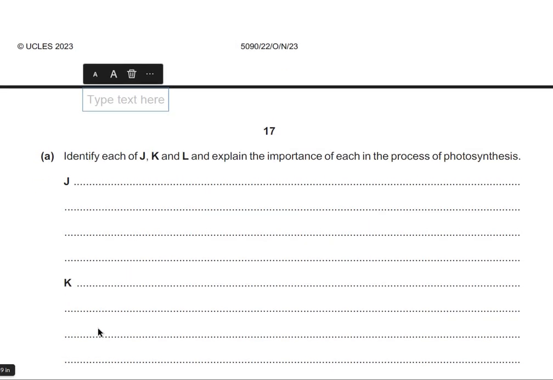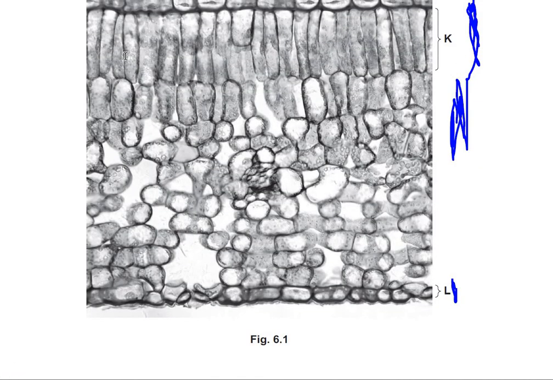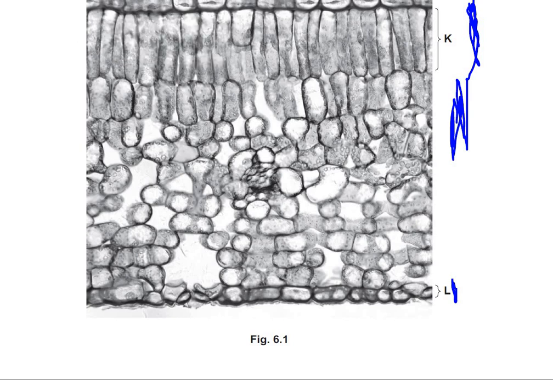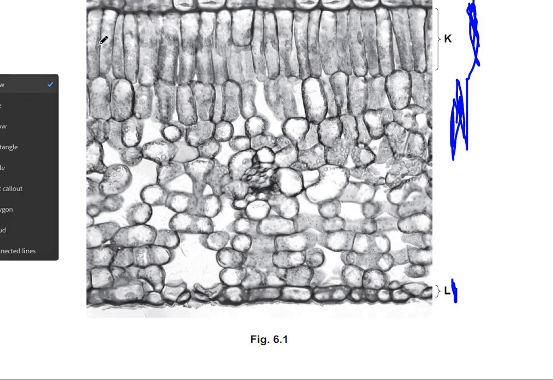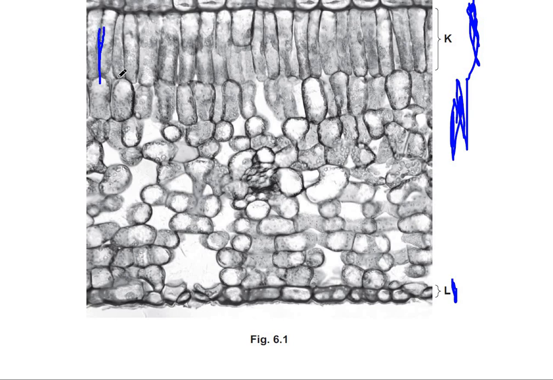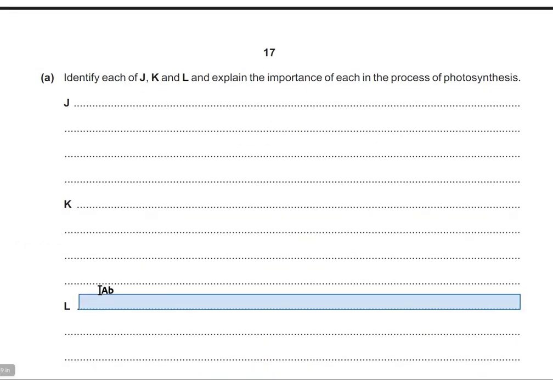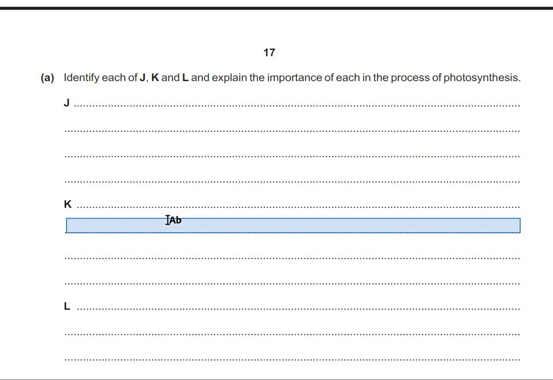All right. Then the K. The K is, as we talked about, a palisade mesophyll cell. How did I come to know about this? I noticed the parallel shape of these cells. The parallel shape of these cells showed that they are the palisade mesophyll cells. The palisade mesophyll cells have an abundance of chloroplasts and they have chlorophyll to absorb light. Then L was the lower epidermis. The lower epidermis always has the guard cells and stomata, which enable the gaseous exchange between carbon dioxide and oxygen.